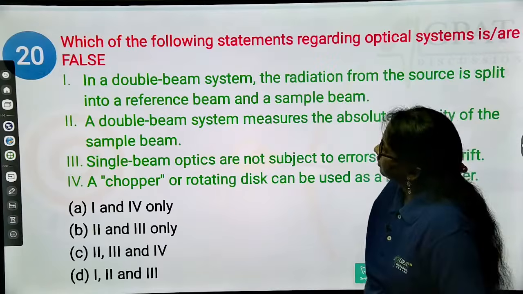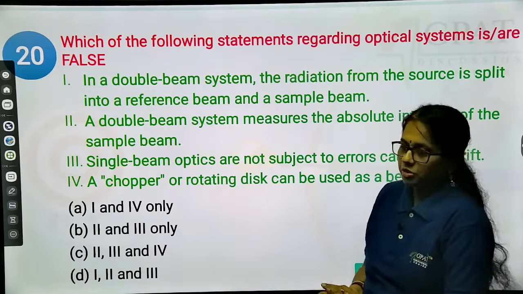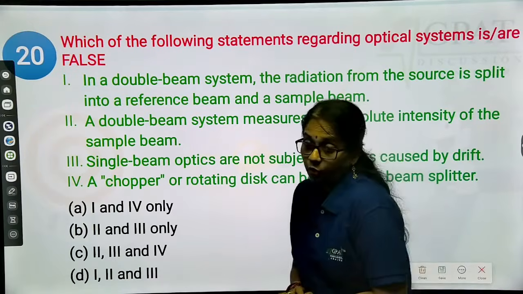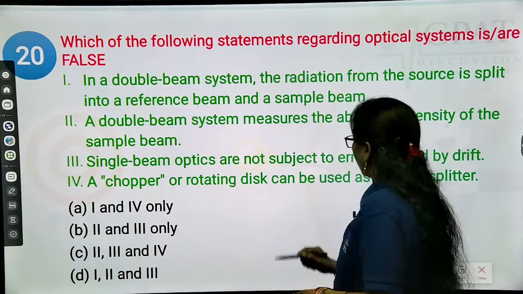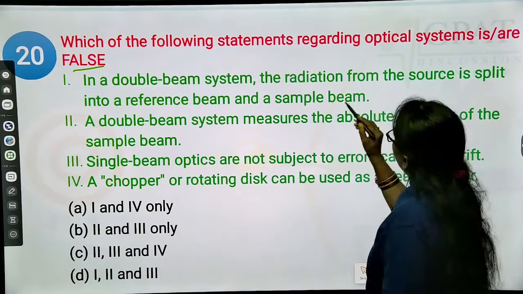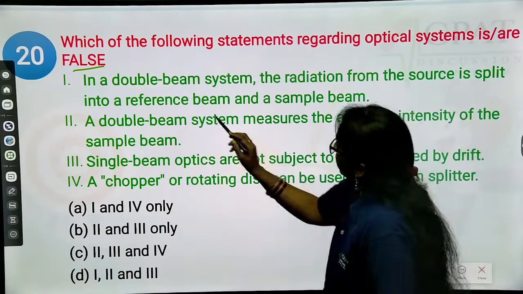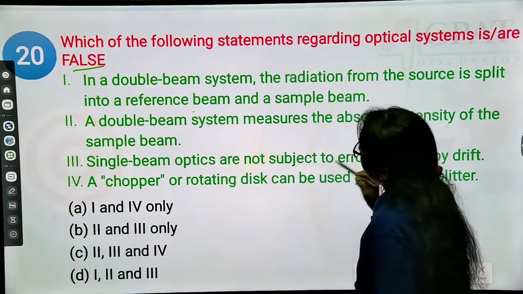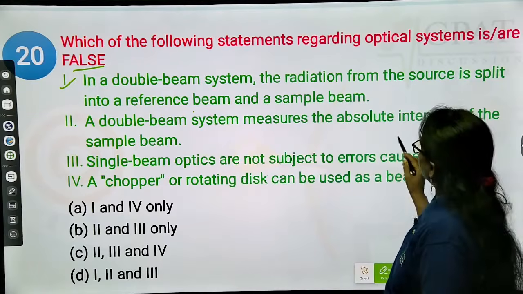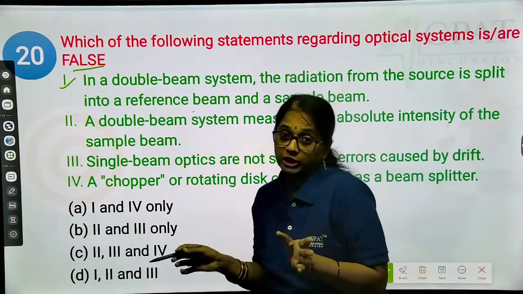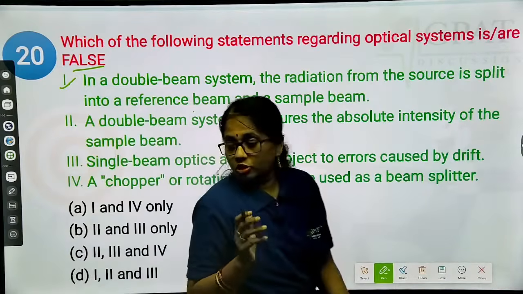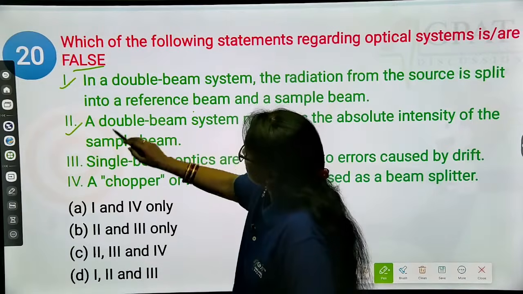Let me check another question. The 20th question we have coming. Which of the following statements regarding optical systems are false? Here they are asking for the false statement. What is a false statement? In a double beam system, the radiation from the source is split into a reference beam and a sample beam. So in a double beam system, it is split into 2 beams. In a double beam system, it measures the absolute intensity of the sample. Absolute intensity. Definitely, because again, as it is taking the reference, this is also going to be right. So this is true, this is true.